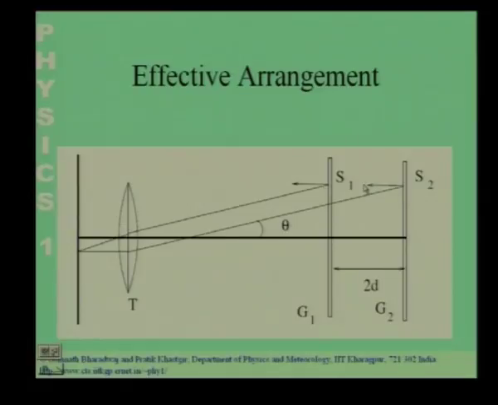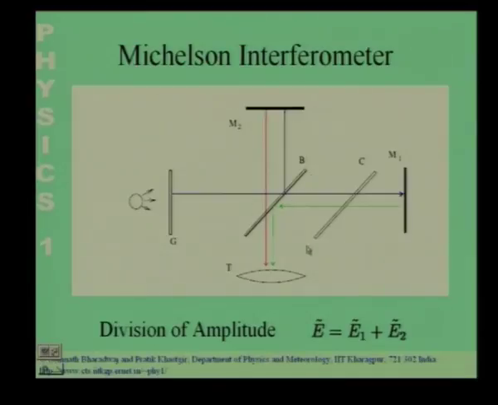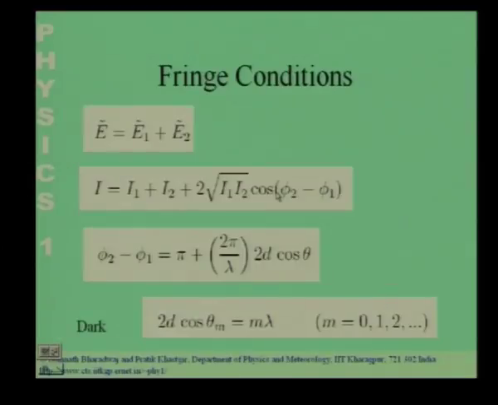So, the intensity here will be bright or dark depending on the phase difference between these two waves. The phase difference between these two waves is 2d cos theta. The phase difference arises because of the path difference, and this is 2d cos theta. So, you have to multiply it by 2 pi divided by lambda to get the phase difference. There is also an extra phase difference of pi because one of the waves undergoes internal reflection while the other one undergoes external reflection. So, finally, we had this expression for the phase difference between the two waves, and you will get a dark fringe if this condition is satisfied.